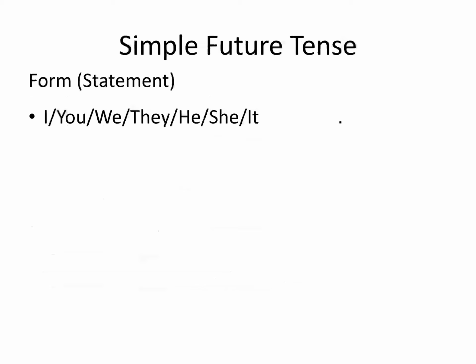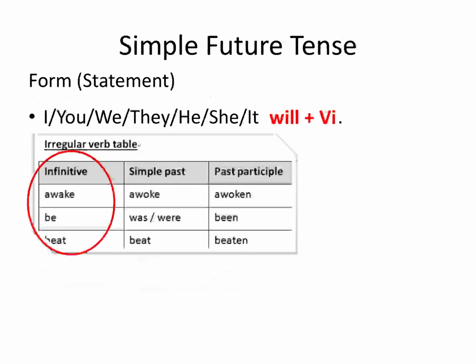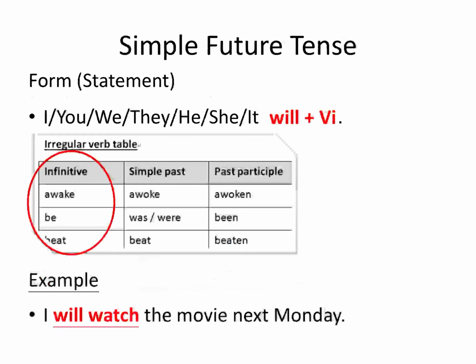When it is a statement, it is will plus VI. What is VI? VI refers to verb infinitive, which means the verb remains unchanged. For example, I will watch the movie next Monday.